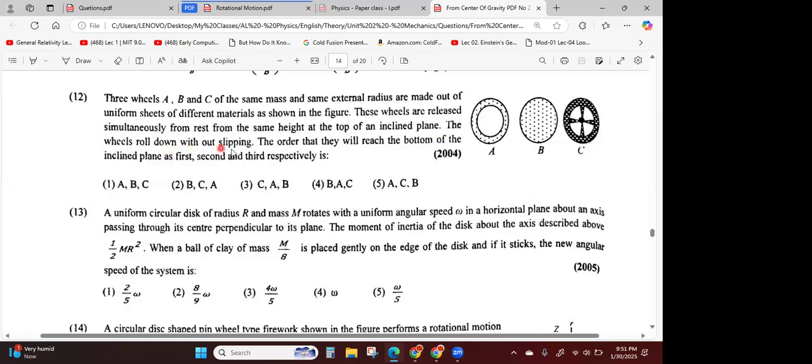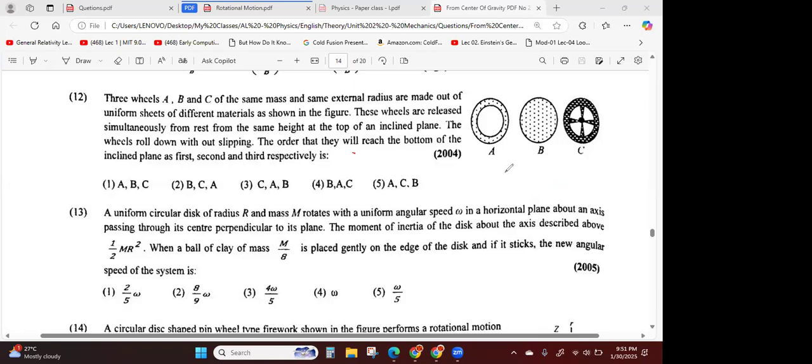The wheels roll down without slipping. Without slipping means it's rolling under static friction. That means the friction force acting on the wheels will be less than the limiting static friction force, so they will roll without slipping. The order in which they will reach the bottom of the inclined plane, as first, second, third respectively, is?